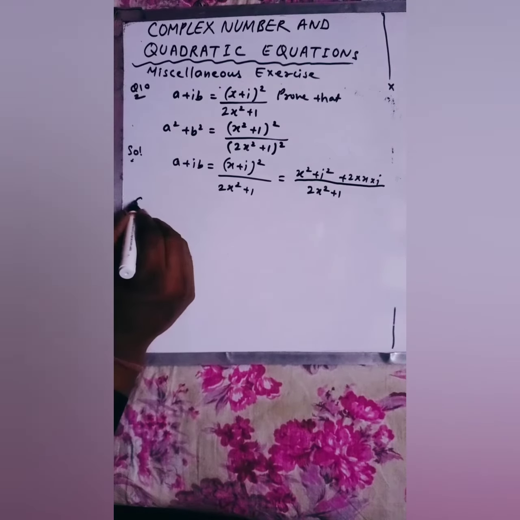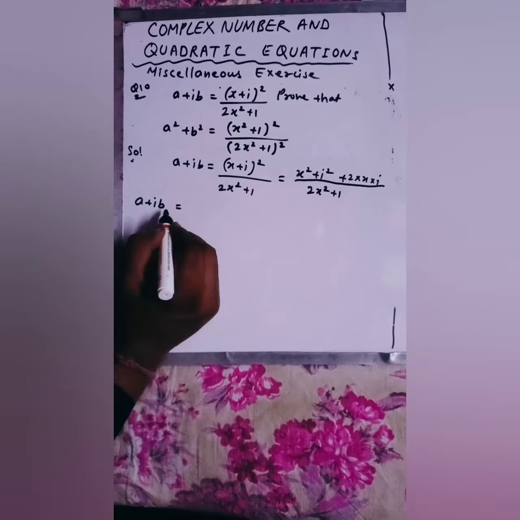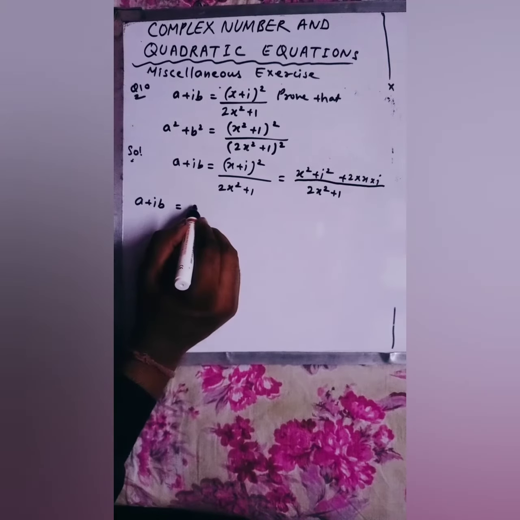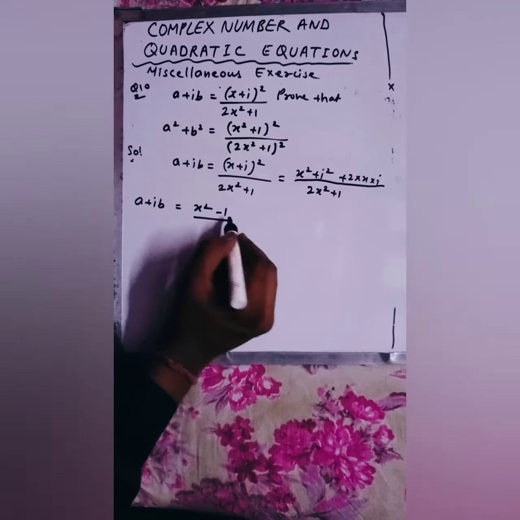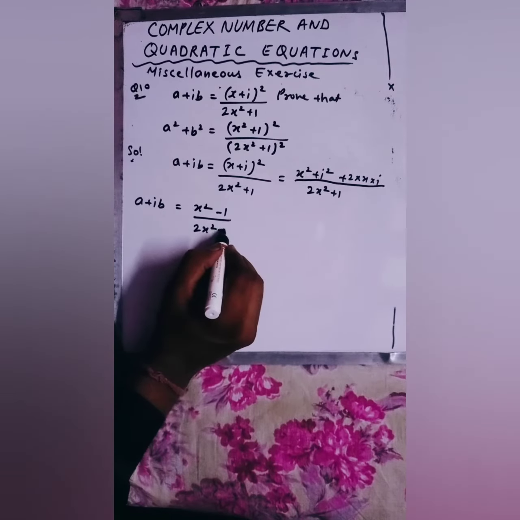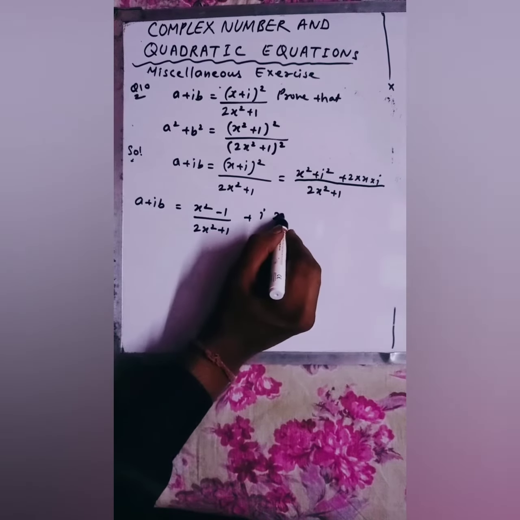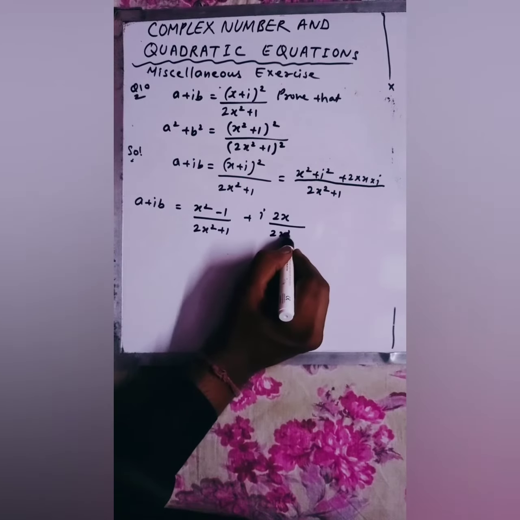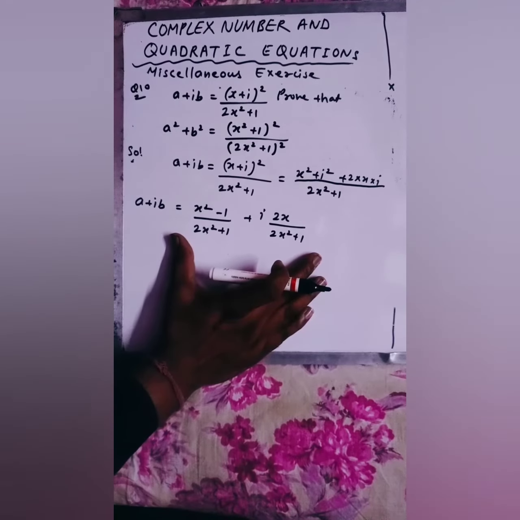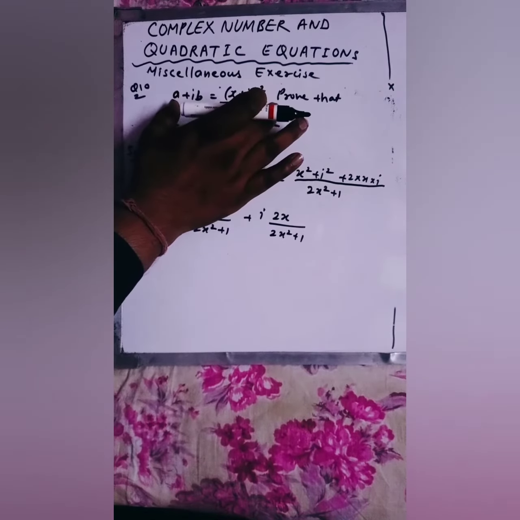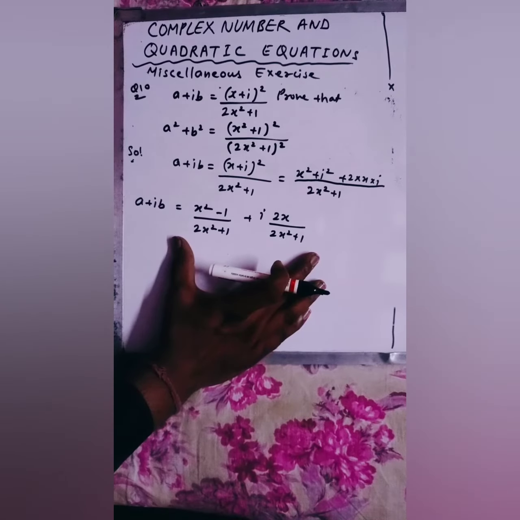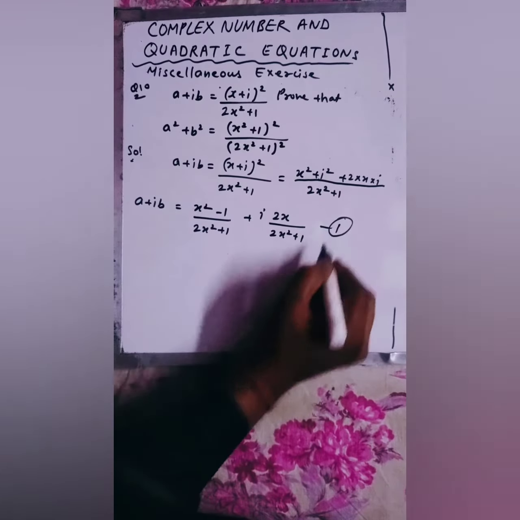Now a plus iota b is equal to, here you will get x square, this iota square will be minus 1, so x square minus 1 over 2x square plus 1 plus iota 2x over 2x square plus 1. So this is the required standard form. In the first step, you have to convert the question into the standard form. So I have converted this into the standard form. This is your equation number 1.